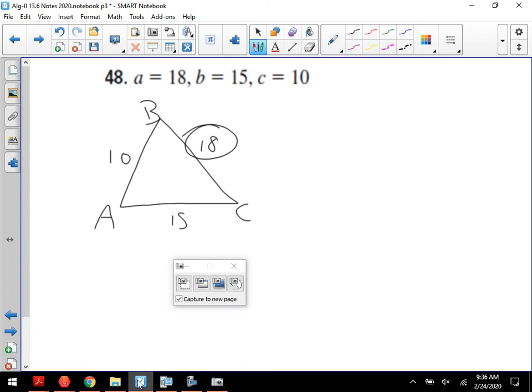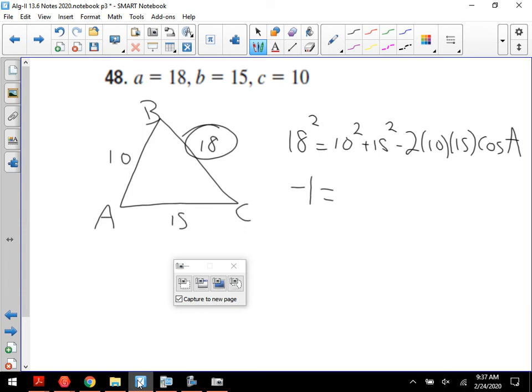But in this case, I would do 18 squared is 10 squared plus 15 squared minus 2 times 10 times 15 times cosine of A. It's the same problem we just did. We just have to find that angle first, and then you can do that side angle side trick. So you have 18 squared, subtract 10 squared, subtract 15 squared, and I get -1... equals, that would be -300. Okay, -20 times 15 is -300. Divide that out, then we have cosine of A.